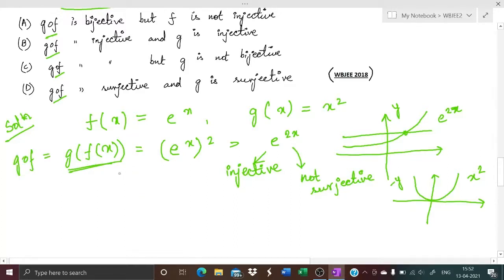Similarly for f of x is also same because it is to the power x. So this is injective but not surjective.